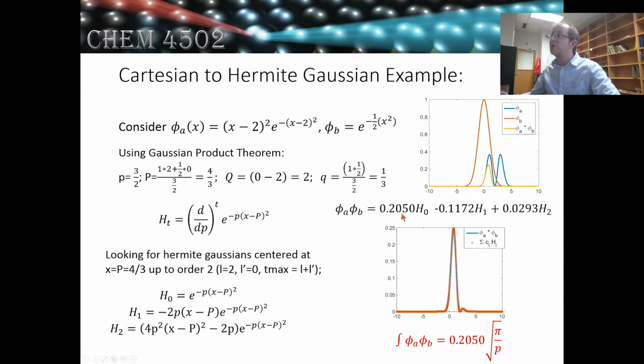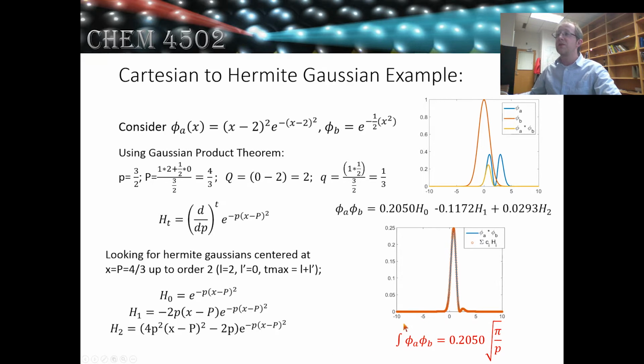Now, once I know this coefficient for h naught, and I know my exponent, I can evaluate the total overlap integral quite easily, because it's just going to be this coefficient times the square root of pi over p. And that would be the resultant overlap integral for phi a times phi b. And so that's going to be our strategy going forward.